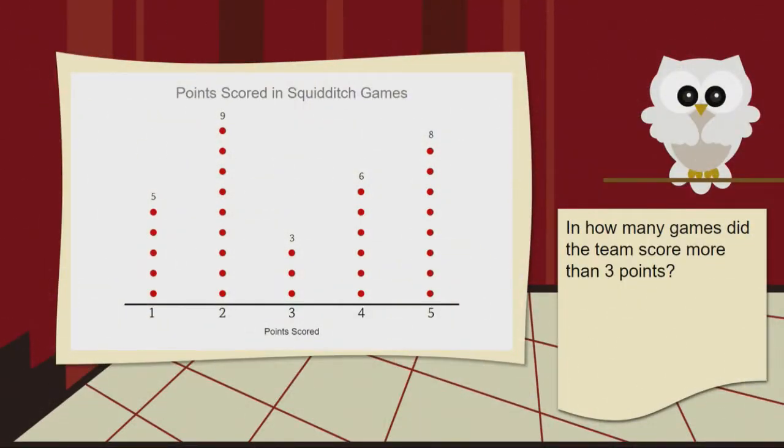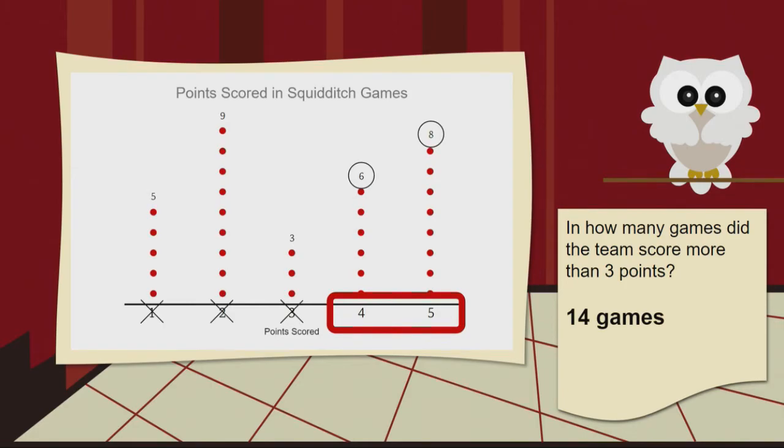All right, so let's get into a problem here, and you can see I've dropped the bars. Not important. In how many games did the team score more than 3 points? More than 3. Well, if they scored 1 point, is that more than 3? If they scored 2 points, is that more than 3? If they scored 3 points, is that more than 3? Now, I would say that the only 2 bars that we need to look at in this problem is 4 and 5, because those are both numbers greater than 3. So we can see the 6 and the 8 would get added, 14 games.